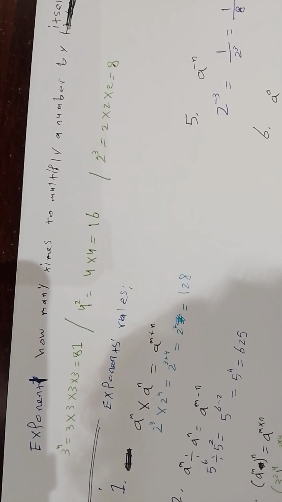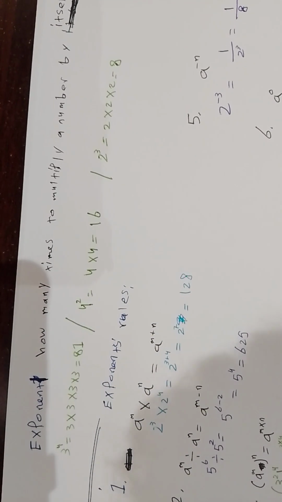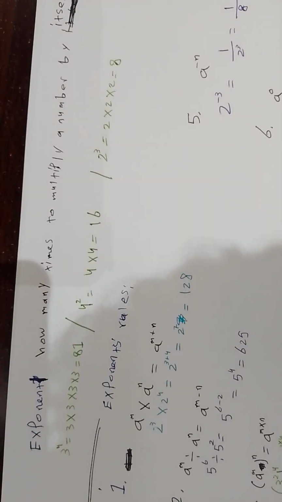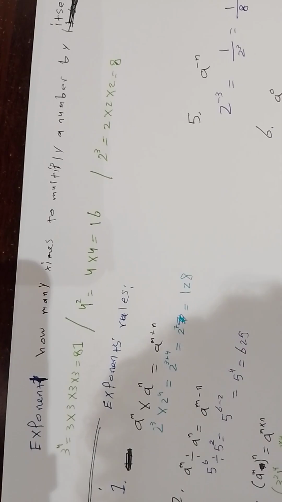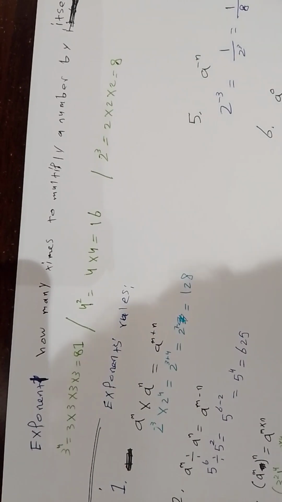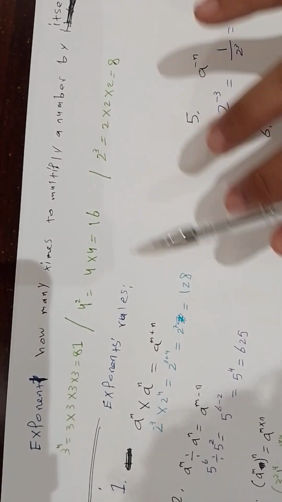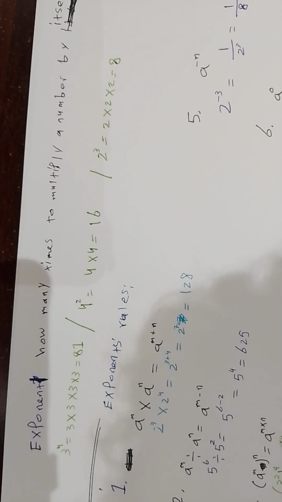Today we have a quick lesson on exponents, the rules of exponents and so on, with many examples that may be comprehensive. So let's start with the definition of exponent. It's how many times to multiply a number by itself.